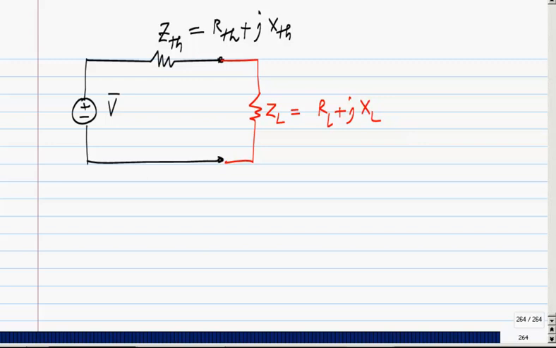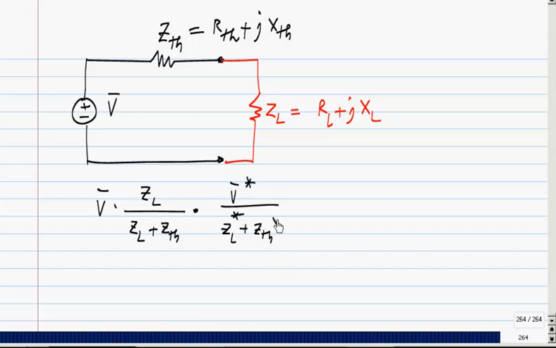So what is the power delivered to the load? What is the voltage across the load? Okay, so this is the voltage across the load. What is the current through the load? V by ZL plus ZTH. And how do I get the power from this? I have to take the conjugate. Okay, the real part of that would be the power.